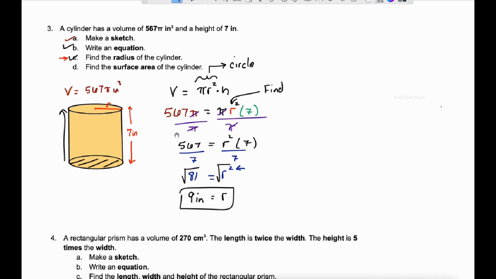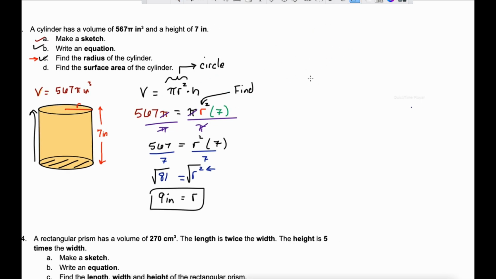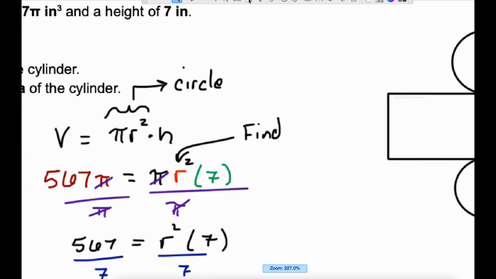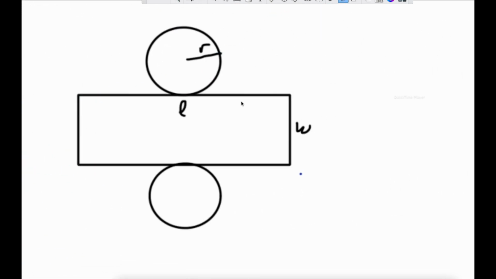So the surface area. Now if you forget the equation for surface area, just think about the net that we make for a cylinder. It looks like this division symbol. And we know that we have a radius and we have a length and a width for our cylinder. But the width is actually the height of the cylinder.